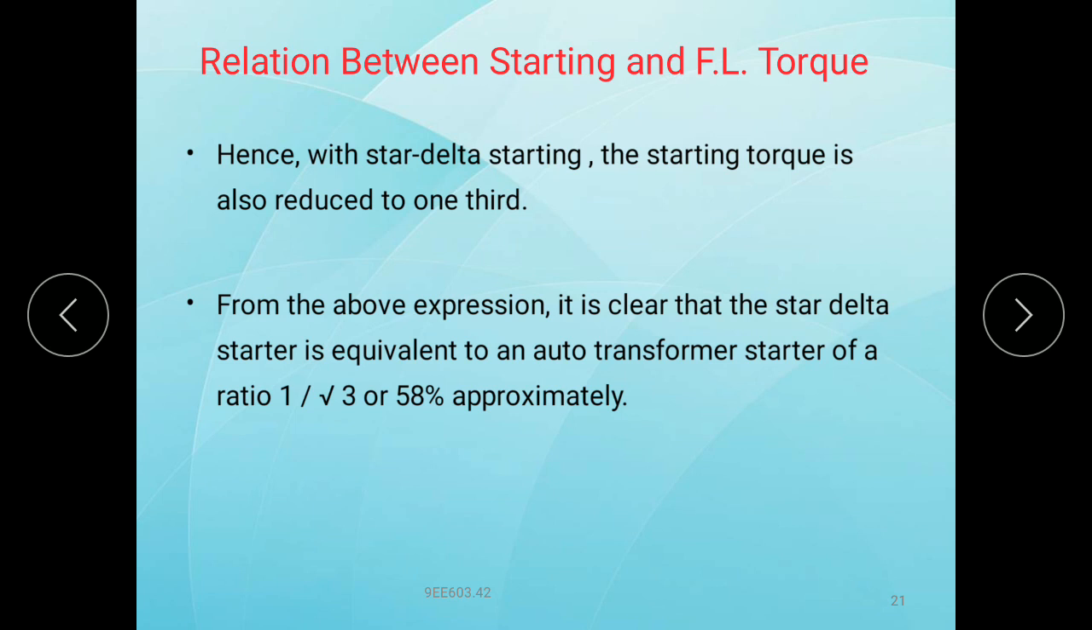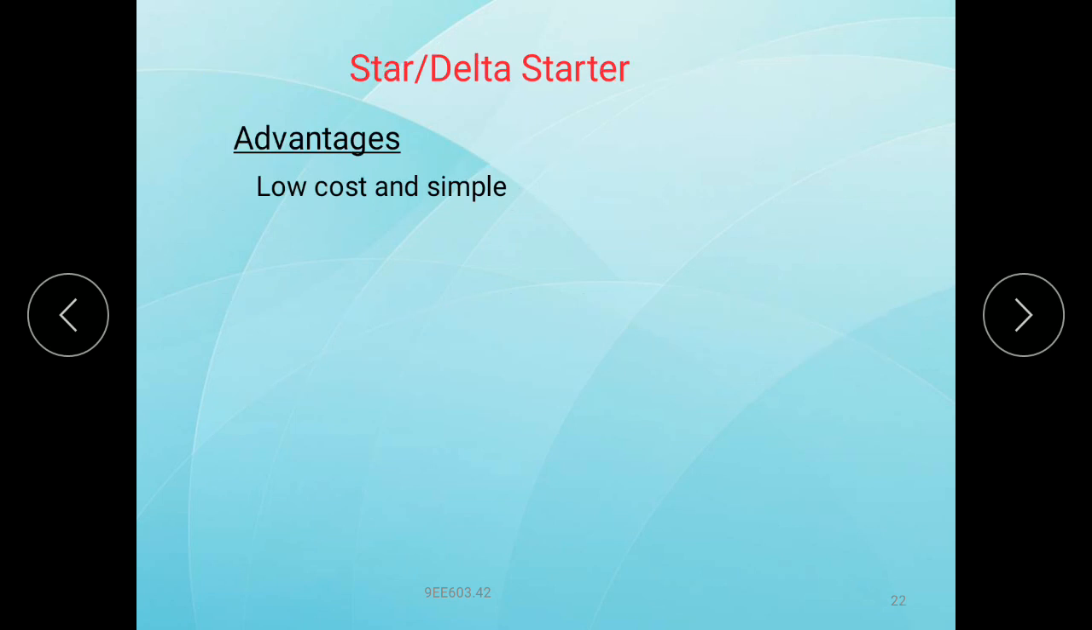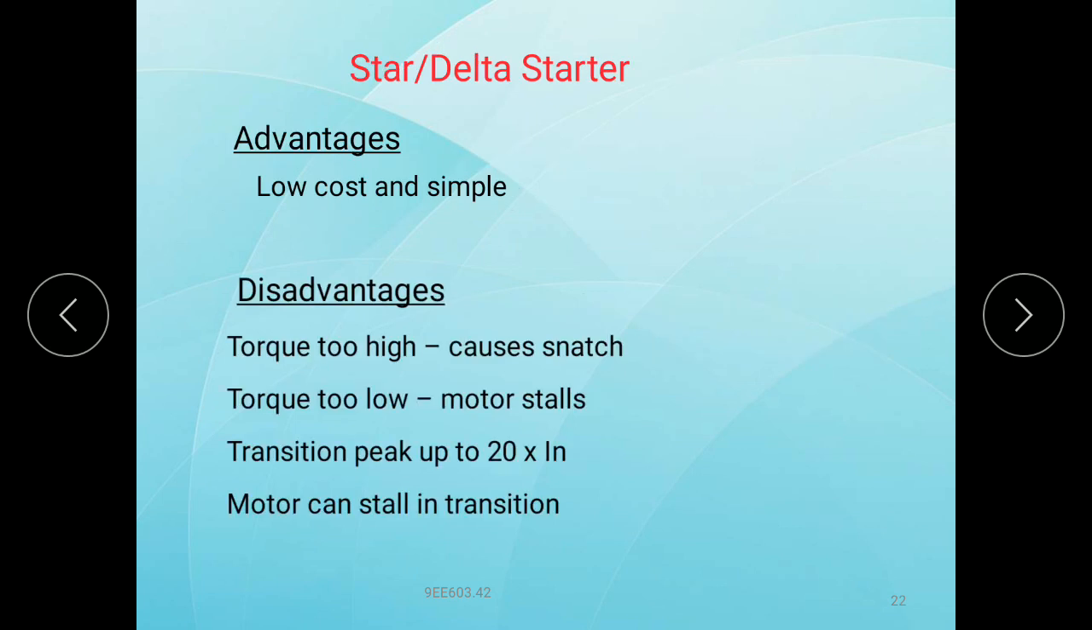From the above expression, it is clear that the star delta starter is equivalent to an auto transformer starter of a ratio 1 by root 3 or 58% approximately. Advantages of star delta starter: low cost and simple. Disadvantage: torque too high causes snatch, torque too low motor stalls. With transition peak up to 20 In, motor can stall in transition.